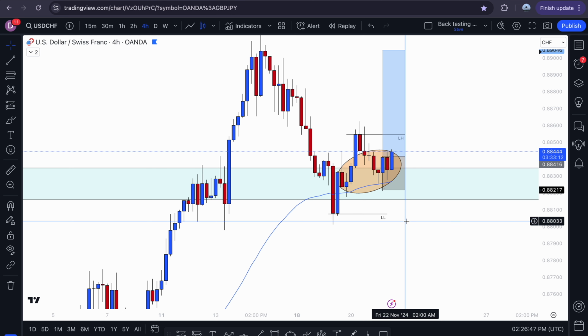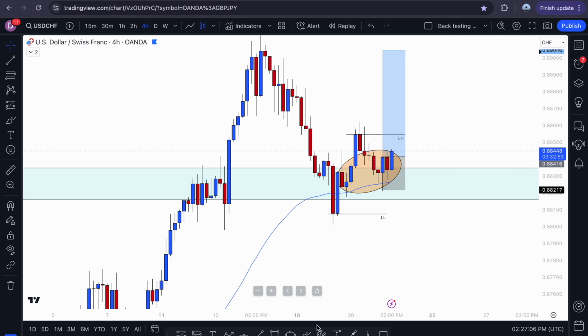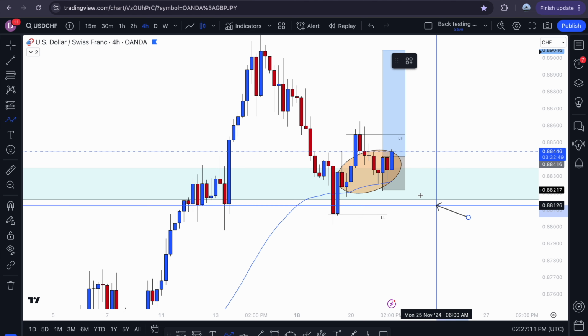And the key word is area. All my confluences come together to increase the probabilities of price pushing up from this area, not from my entry point, from the area, okay? And you can see how price came back as soon as I entered.